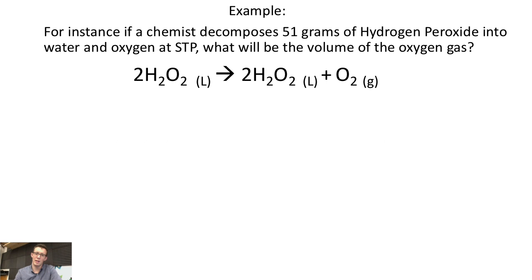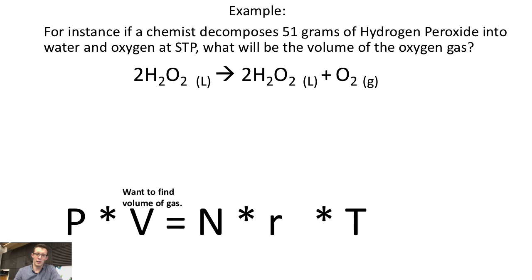Hi, Chem team. So we learned in class today that chemists can predict the volume of gases produced in reactions. So for example, if a chemist decomposed 51 grams of hydrogen peroxide into water and oxygen at standard temperature and pressure, it would be possible for them to calculate the volume of the oxygen gas that's produced.